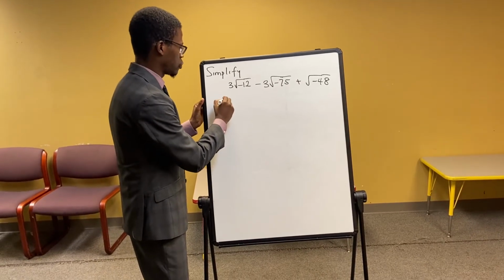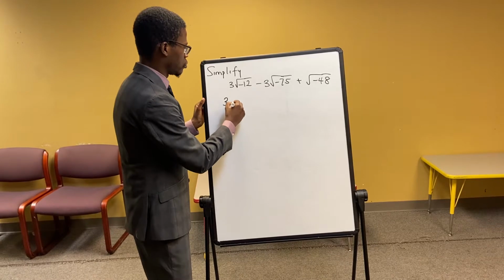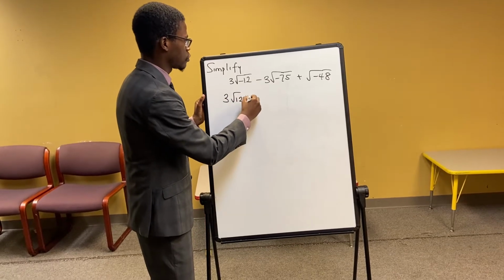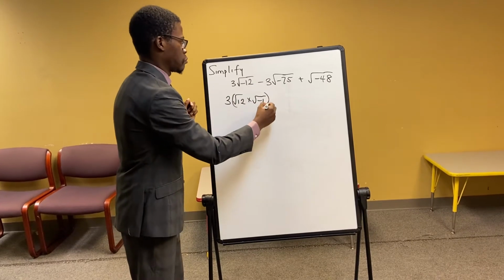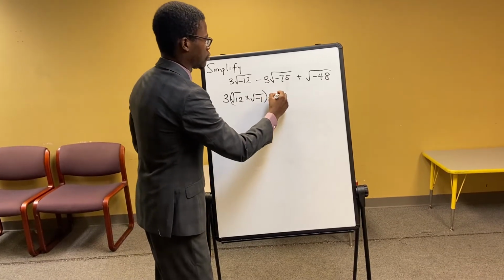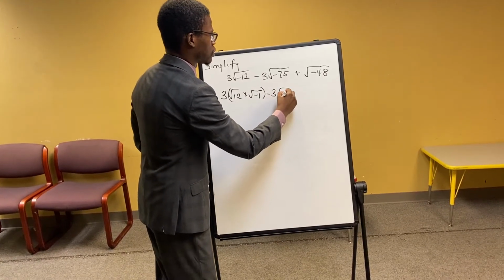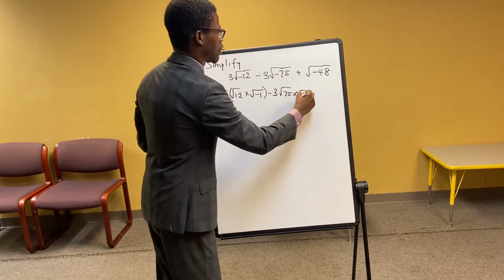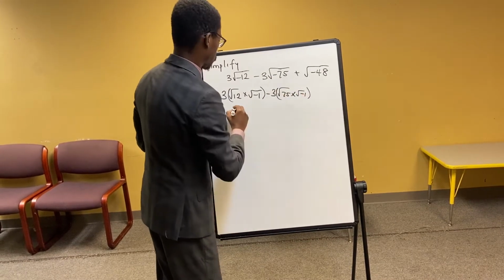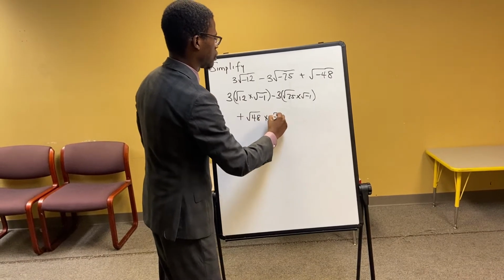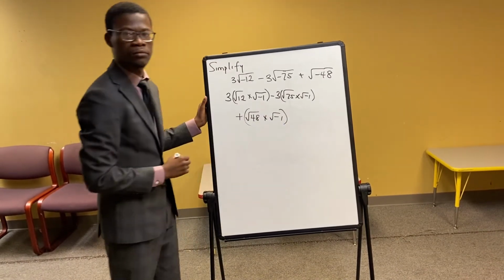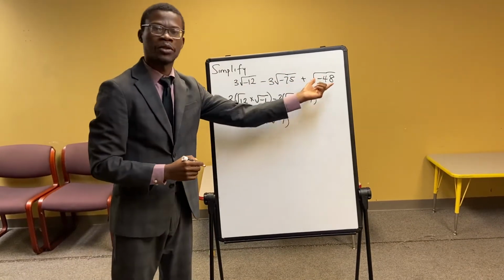So this is also 3 root 12 times root negative 1 minus 3 root 75 times root negative 1 plus root 48 times root negative 1. This is another way of writing this expression.